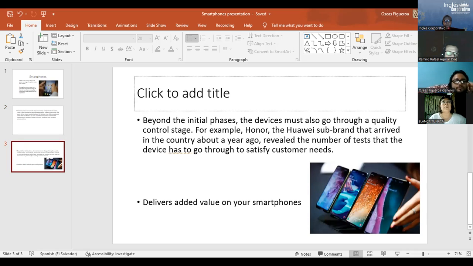Okay. I continue speaking about the cell phone. Beyond the initial steps, the device must also go through a quality control stage. For example, Honor, the Huawei sub-brand that arrived in the country about years ago, revalues the number of tests that the device has to go through to satisfy customer needs and deliver added value in your smartphone. For example, maintain current interest in the Samsung brand, a benchmark in technological innovation, and announce new releases and improvements.